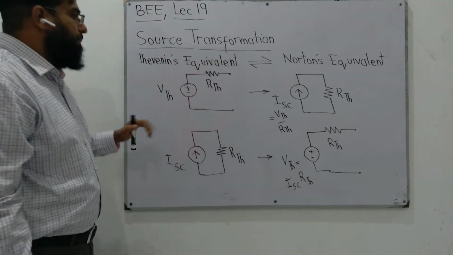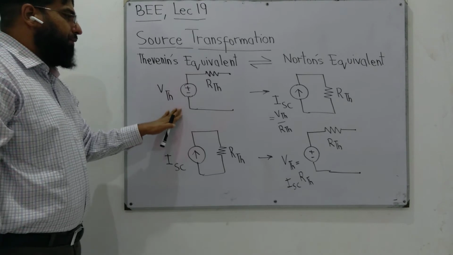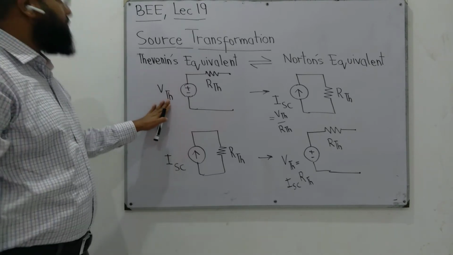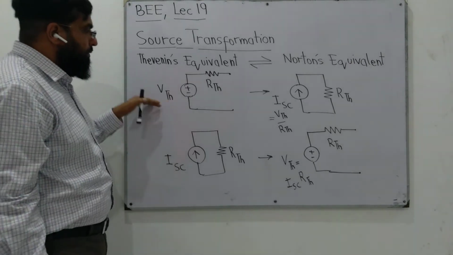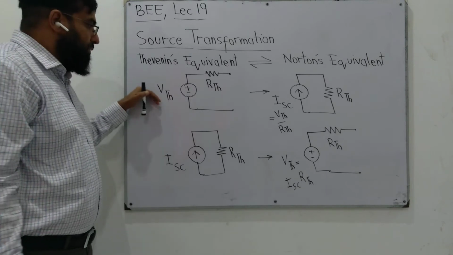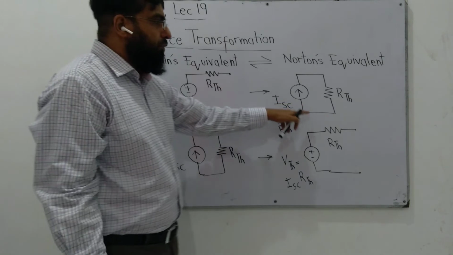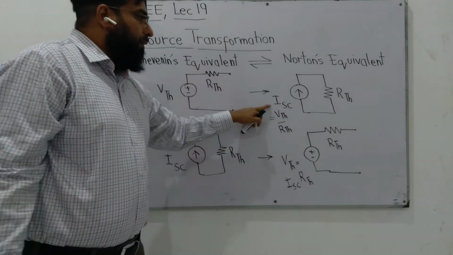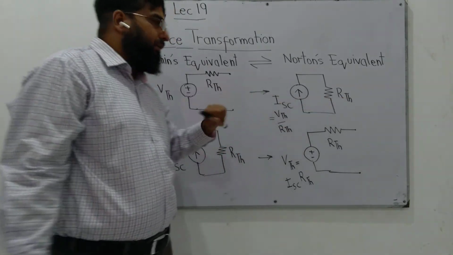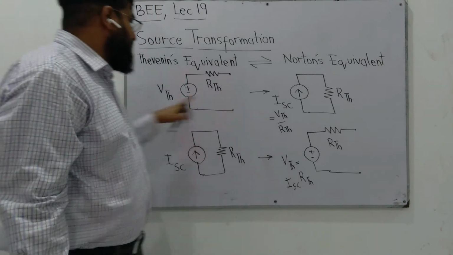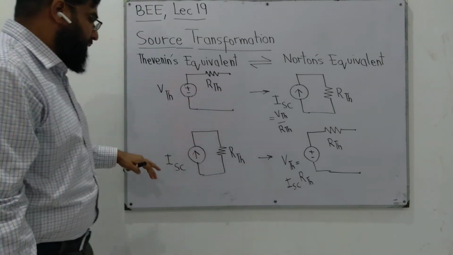and vice versa. Given a Thevenin's equivalent, where we have a Thevenin voltage source whose magnitude is V Thevenin in series with a resistor R Thevenin, it can be converted into Norton's equivalent, ISC in parallel with the same R Thevenin, where I short circuit is computed as V Thevenin divided by R Thevenin.